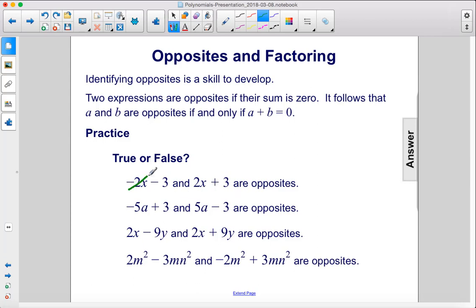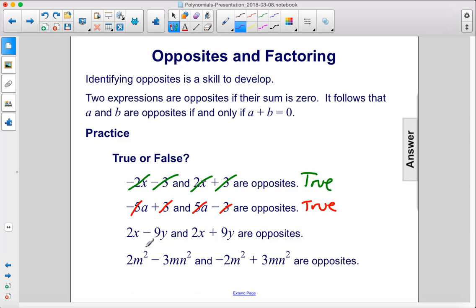Well, the negative 2x and the 2x would cancel out, negative 3 and 3 would cancel out, so this is true. Next, we have negative 5a plus 3 and 5a minus 3 are opposites. Well, negative 5a and 5a would cancel, and 3 and negative 3 would also cancel out. So, yes, these are opposites.